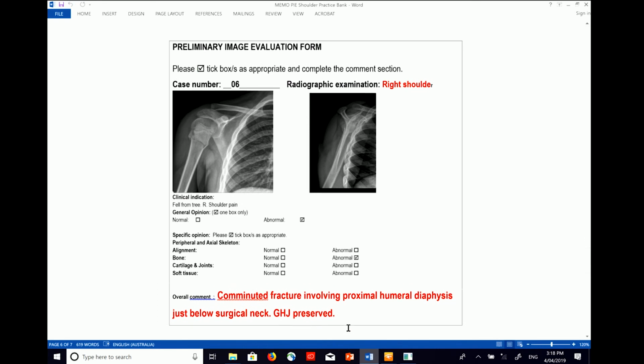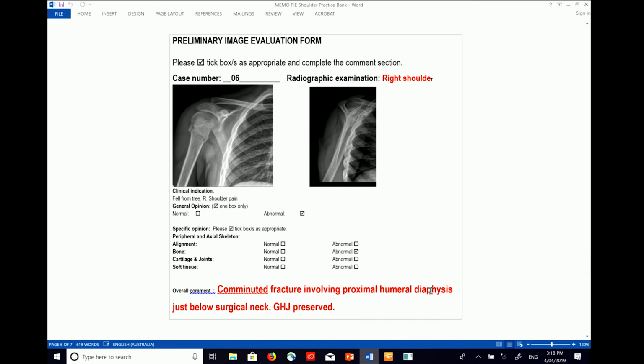So on our form then, it's abnormal. The bone is abnormal, and the overall comment is there's a comminuted fracture that involves the proximal humeral diaphysis just below the surgical neck. However, the glenohumeral joint is preserved.